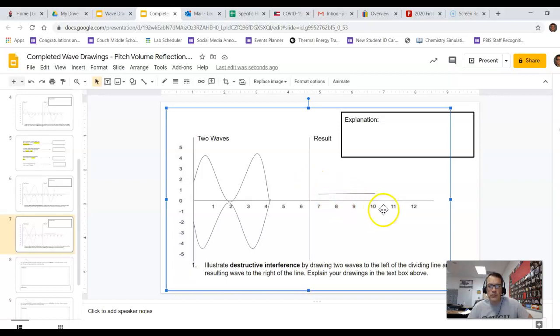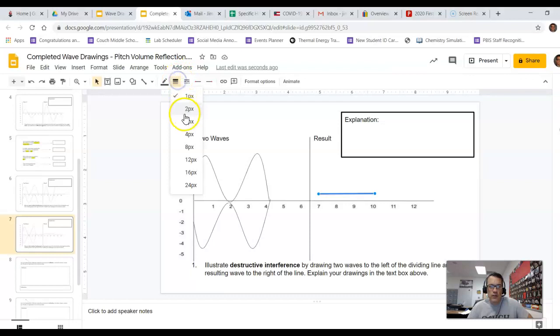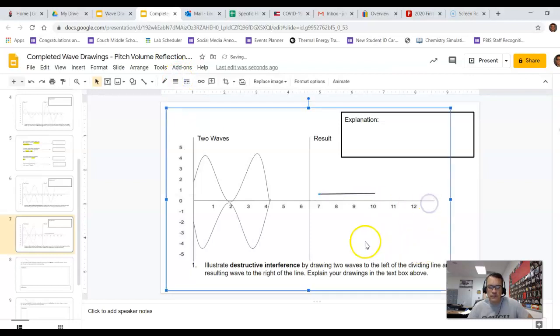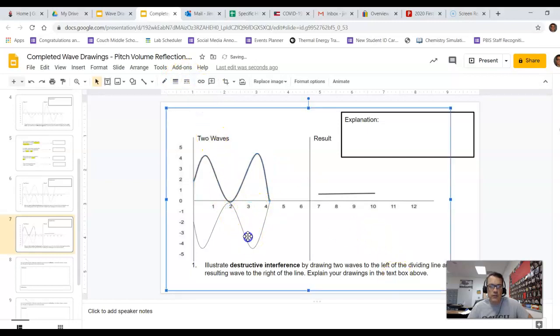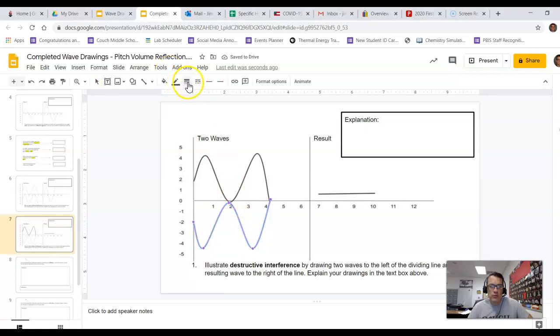And I didn't put it on this line just so that we could see it a little bit better. If I want to thicken that up so we can see it a little bit better, I can. And you can do that with any of these waves. If you want to make the lines a little bit thicker, you just come up here and click on that to make them a little bit easier to see. Okay, so this is our result for destructive interference.